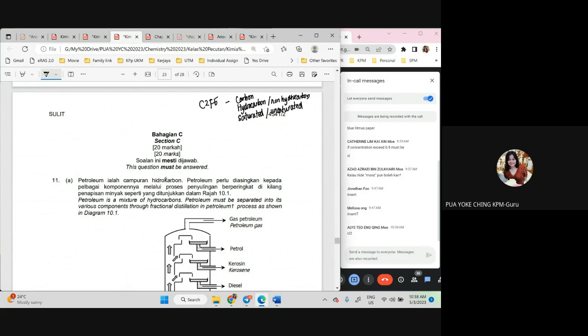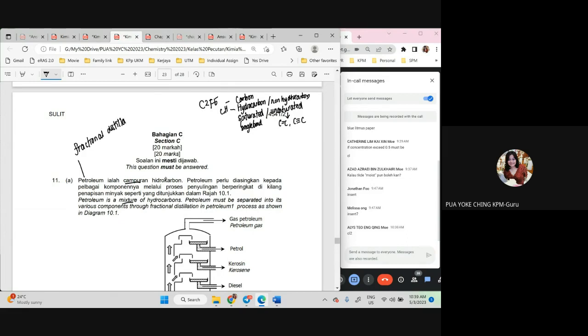So, hydrocarbon ialah hanya ada C dan H sahaja. Non-hydrocarbon adalah ada elemen lain. Saturated semua carbon-carbon single bond. Unsaturated maksudnya ada C double bond C ataupun C triple bond C. Okay. So at the beginning, lepas tu you ada belajar petroleum. Okay, iaitu 11A ini. Petroleum is a campuran, is a mixture. Macam mana you nak pecahkan, ada dua kaedah. First one is fractional distillation.